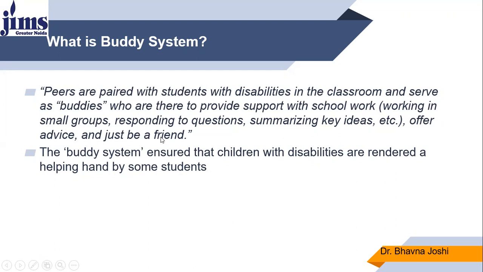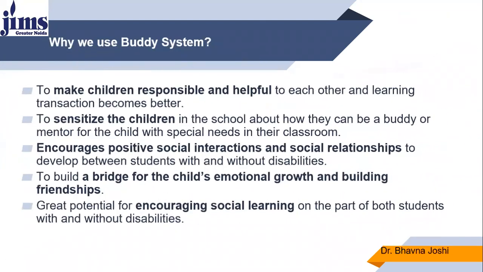That buddy or friend will support them with the schoolwork and offer them advice whenever needed, be like a friend for them. So this buddy system is different from peer learning or cooperative learning where there were groups. Here, it is only one on one. That means one child with special needs has one buddy. So this buddy system ensures that children with disabilities are rendered a helping hand by some students. So, this is the buddy system.